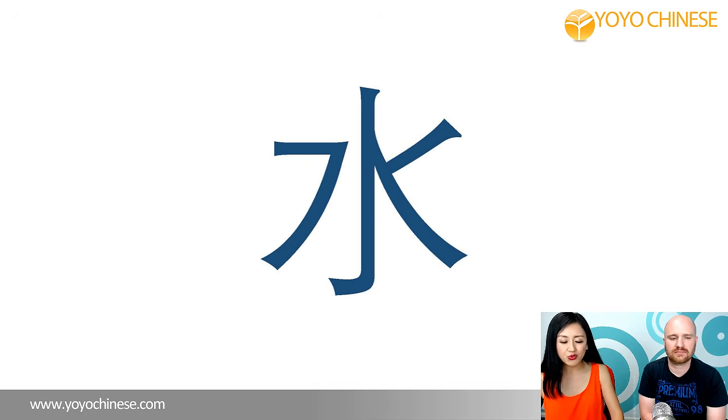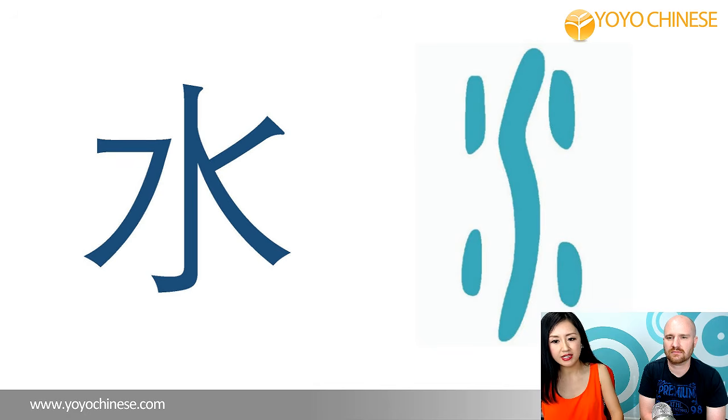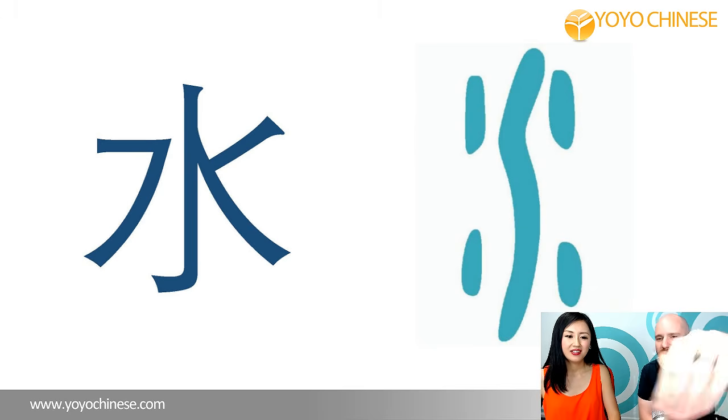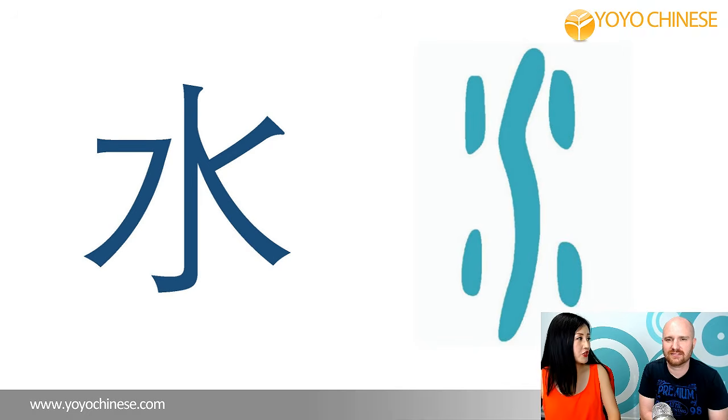So where does shui come from? Jason, what does this look like to you? Like a snake with wheels. No, I have no idea, I'm just thinking of weird things. But yeah, it looks like a river, right? With little ponds or tributaries going into it, maybe. So this is the original shape of shui.